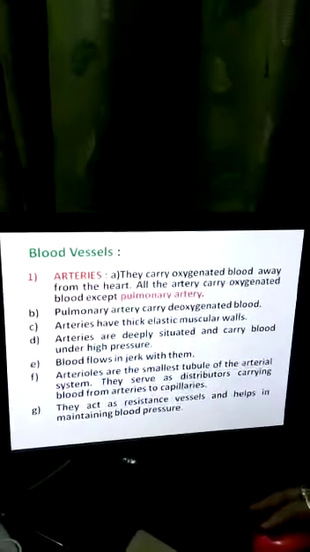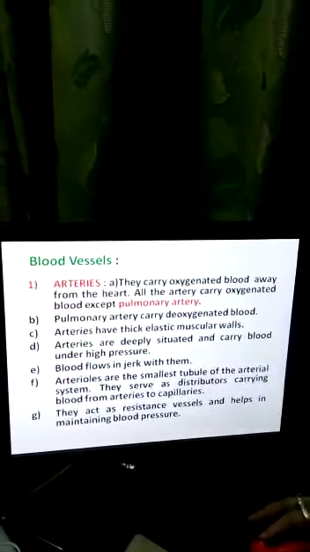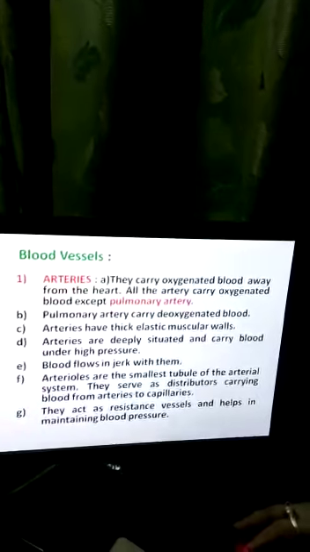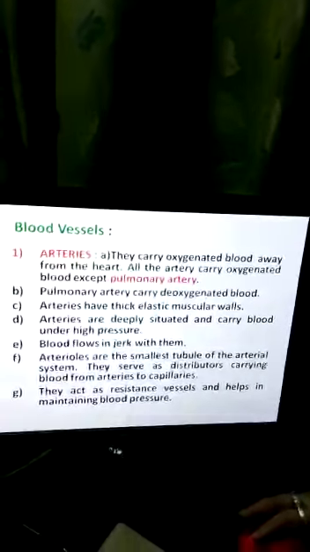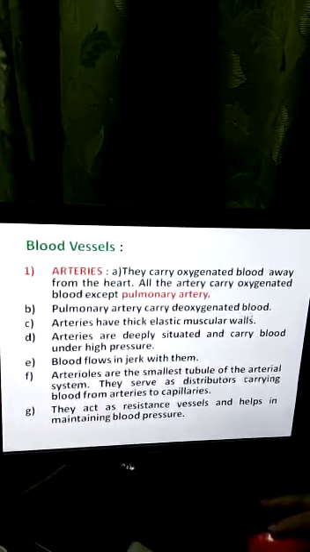Next, blood vessels. There are 3 types of blood vessels: arteries, veins, and capillaries. Now let us look at the arteries. They carry oxygenated blood away from the heart. All the arteries carry oxygenated blood except the pulmonary artery. So remember, the pulmonary artery does not carry oxygenated blood. Pulmonary artery carries deoxygenated blood.